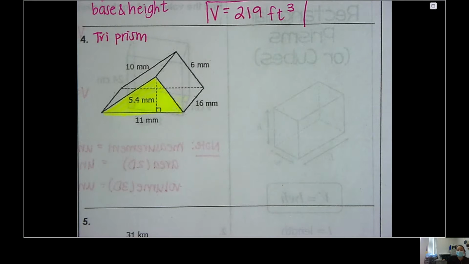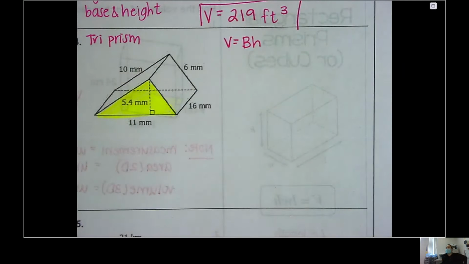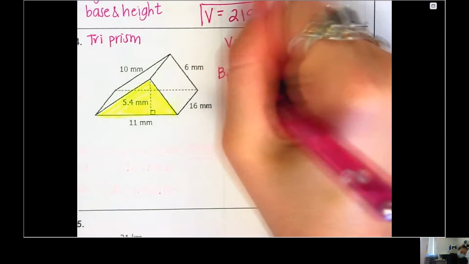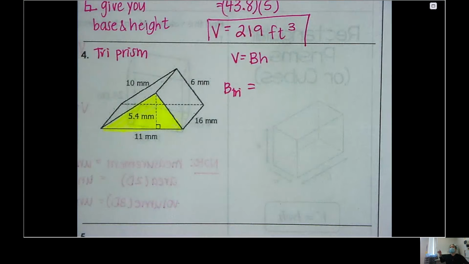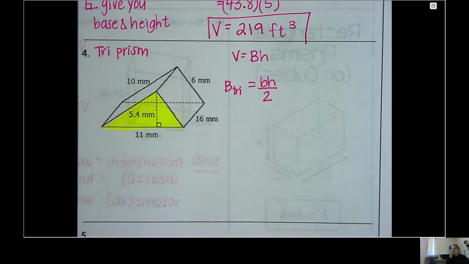Okay, so we're going to find the volume of the prism by taking area of the base times the height. So we're going to find the area of the triangle. Again, it's the same idea. We're going to find that bottom piece, and then multiply it times the height of the entire prism. So area of a triangle is, just like before, base times height divided by 2.